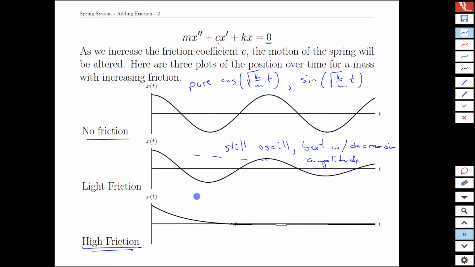Yet all three of these scenarios are described by exactly the same equation, just with different values for c. And pretty clearly cosine and sine are not going to work for this model at all, because this does not oscillate, it just kind of creeps down. How are we going to find a solution to this general equation that's still going to cover what we know about the no friction case, but also cover these two new cases?